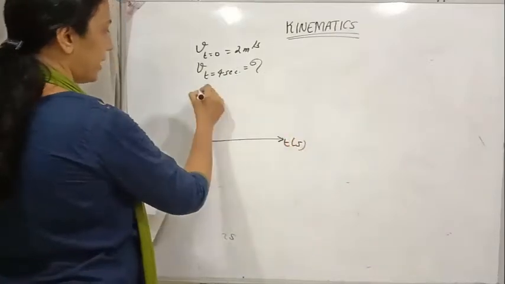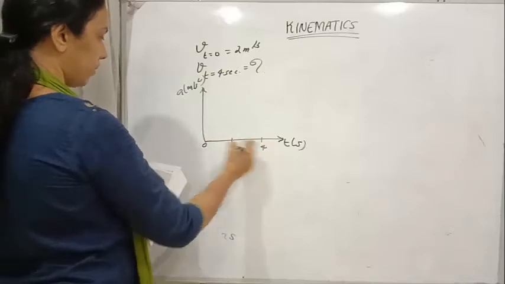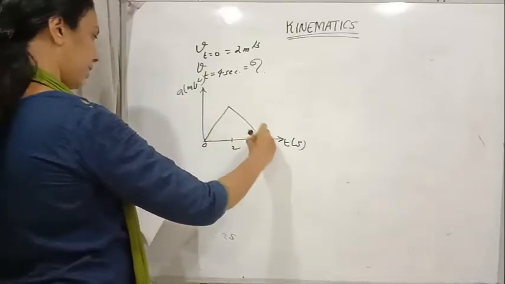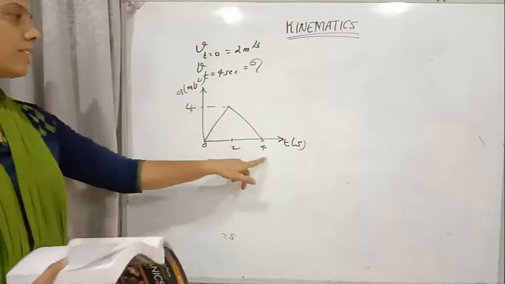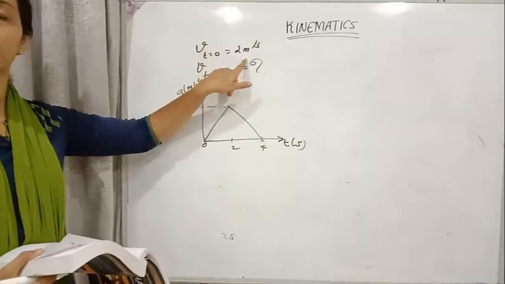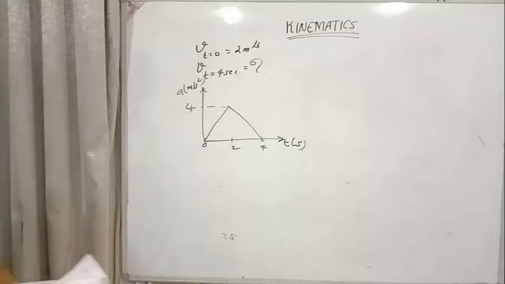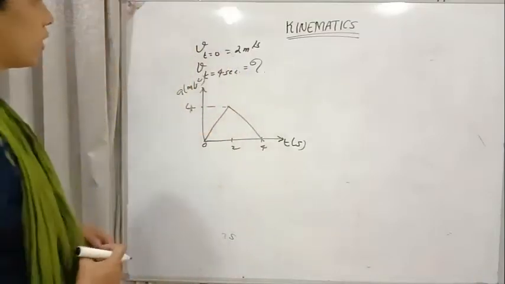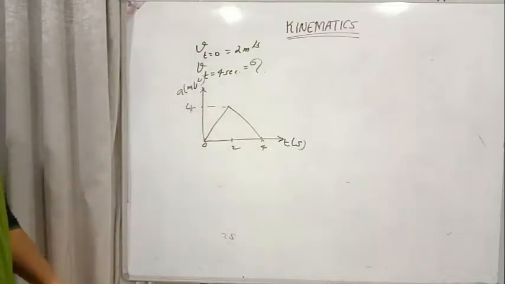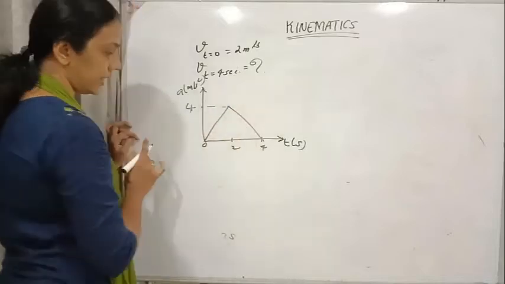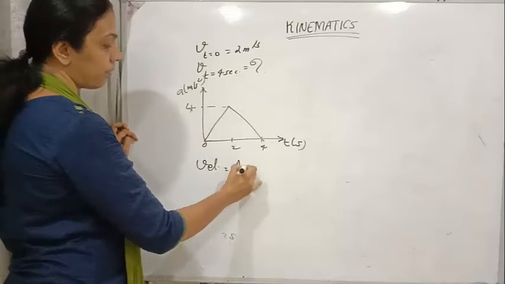Here it is t in seconds, acceleration in meter per second square, and here 0 to 4. So it is increasing and then decreasing. Here it is 4. Okay, the acceleration time graph is given. Initially it has velocity v equals 2 meter per second. We need to find the velocity at time t equals 4 seconds. How can we find it from the acceleration time graph? How can we find the velocity? Area under the graph will give you the velocity. So what will be the velocity in this region? Velocity equals area under the graph.